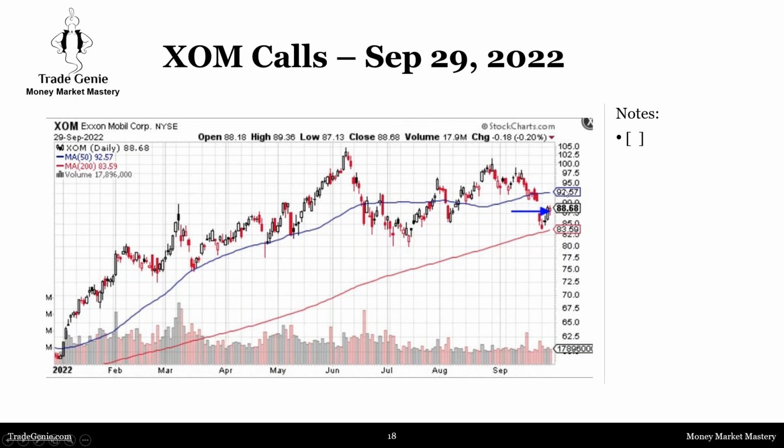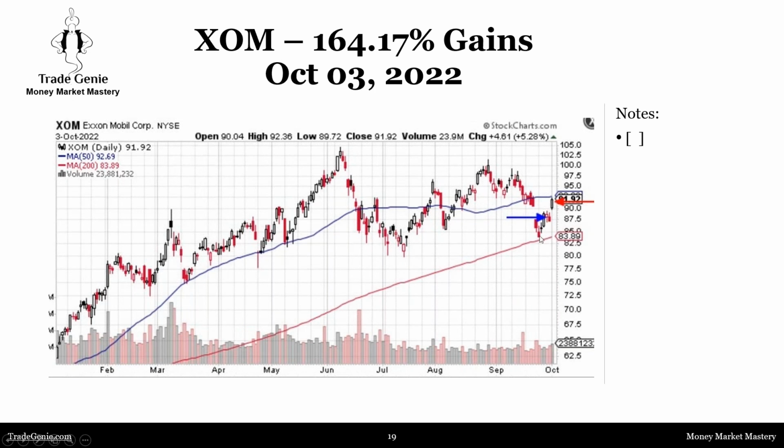So the calls on this bounce up, maybe the crude was moving up, and here's the support. So on the gap up, sold. 50-day moving average: the 50-day moving average from below acts as a resistance, and the 50-day moving average from above acts as a resistance. So if we enter here and it gapped up, we sold at 164% gain.